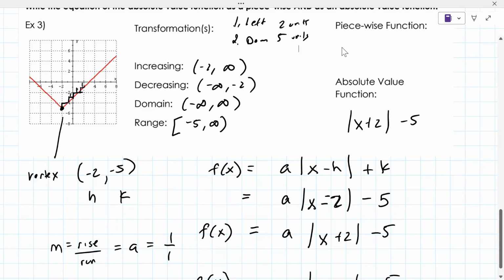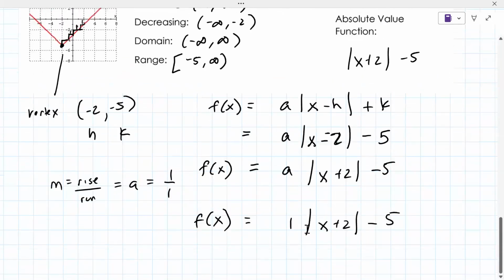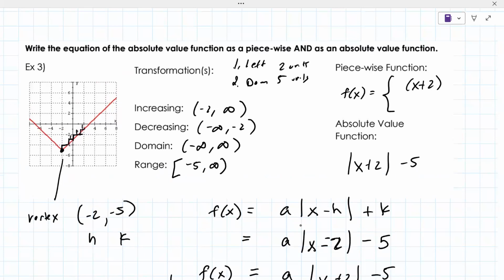Got it. And then the piecewise function, it would be f of x equals x plus 2. Wait, if it's 1, do you still need to include the 1? You can leave it, you don't have to have anything there. You can just leave it as x plus 2 minus 5. What's necessary though is the x greater than, less than over there on the right.